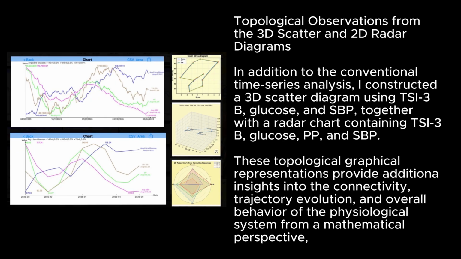Topological observations from the 3D scatter and 2D radar diagrams. In addition to the conventional time series analysis, I constructed a 3D scatter diagram using TSI-3B, glucose, and SBP, together with a radar chart containing TSI-3B, glucose, PP, and SBP.